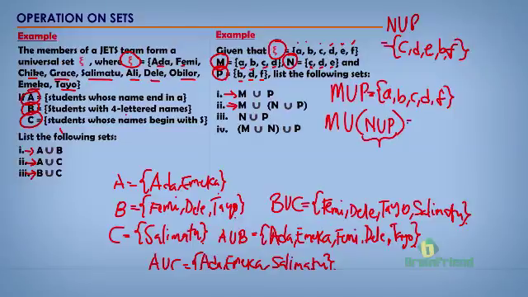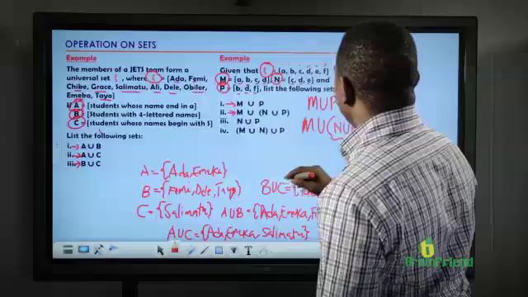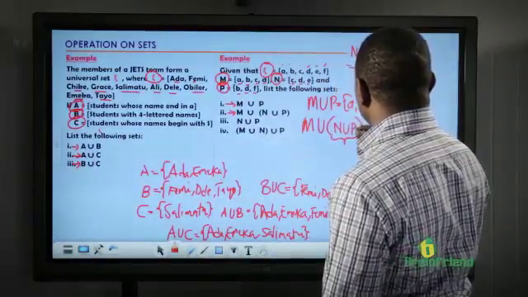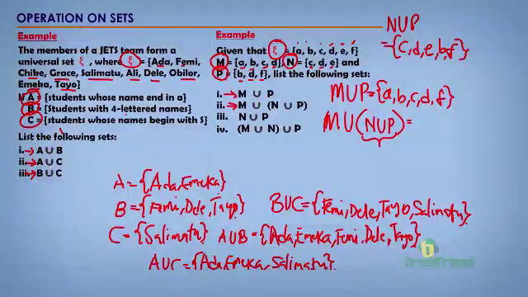Let's go back to our question. Our question is to find the elements that are present in M union, all in bracket, N union P. We found N union P as the set that has elements C, D, E, B, and F. The union, therefore, between M and our union, N union P, would be the set that has the elements A, B, C, D, E, and F.